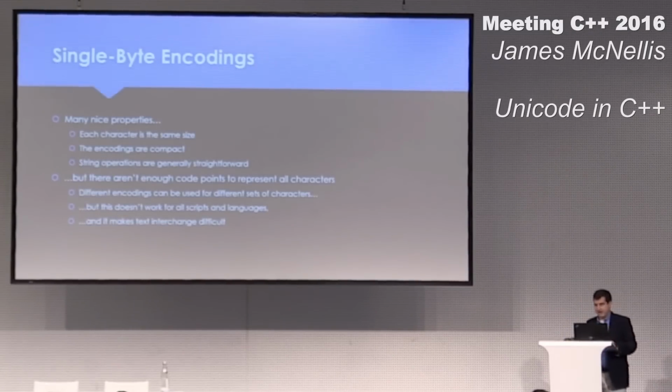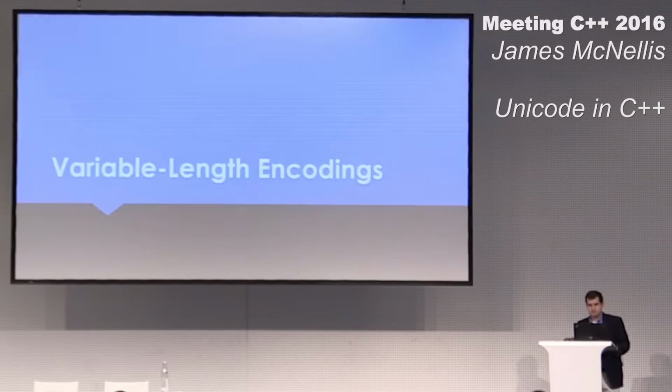So for example, there are Asian languages, Chinese, Japanese, Korean, that have a large number of characters, more than the 256 that we can represent using a single byte per character. And so these single byte encodings make text interchange difficult. So the first solution, if you will, to this are variable length encodings. So if 1 byte is not enough, how about we start using multiple bytes?